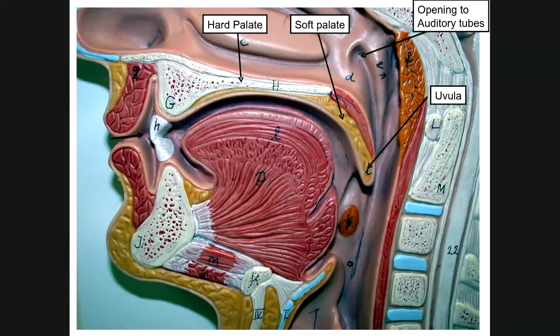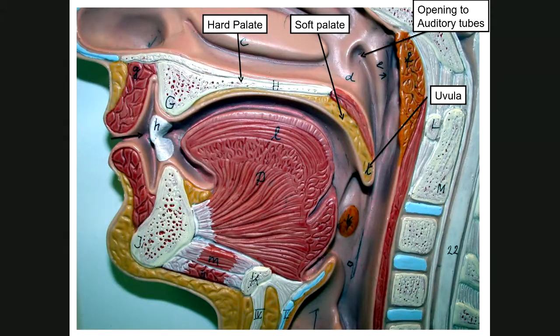Another thing that we saw in the nasopharynx is right here, the openings to the auditory tubes. So when we did the ear, remember there's a tube that goes to the middle ear, the auditory tube, and it equalizes the pressure in the middle ear.